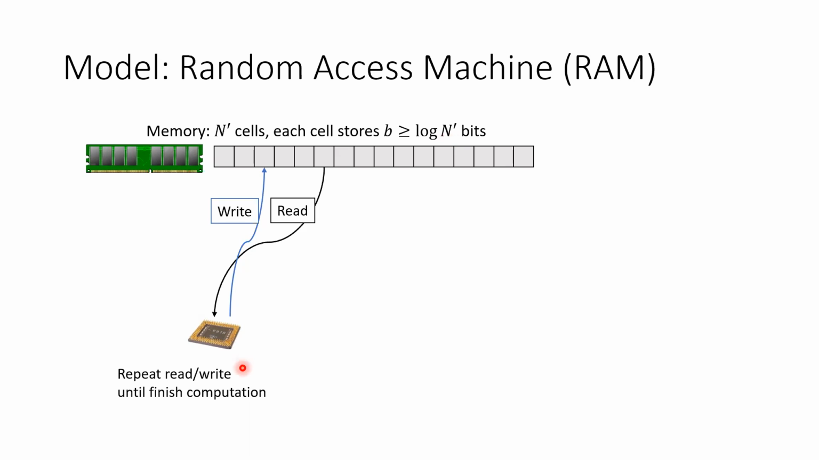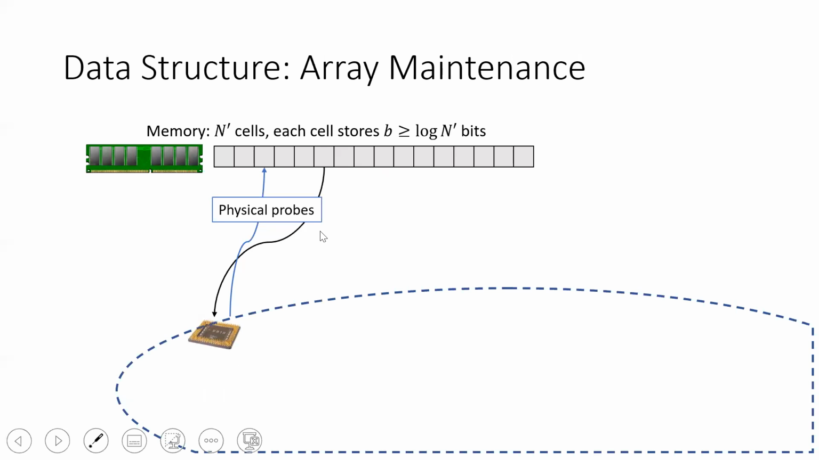And in the model, we also have a processor that can read or write a memory cell. In this talk, I don't really differentiate between read or write. For historical reasons, I just call it a probe, that the processor probes a memory cell. That's just a historical terminology used in the literature. So this is the standard RAM model.